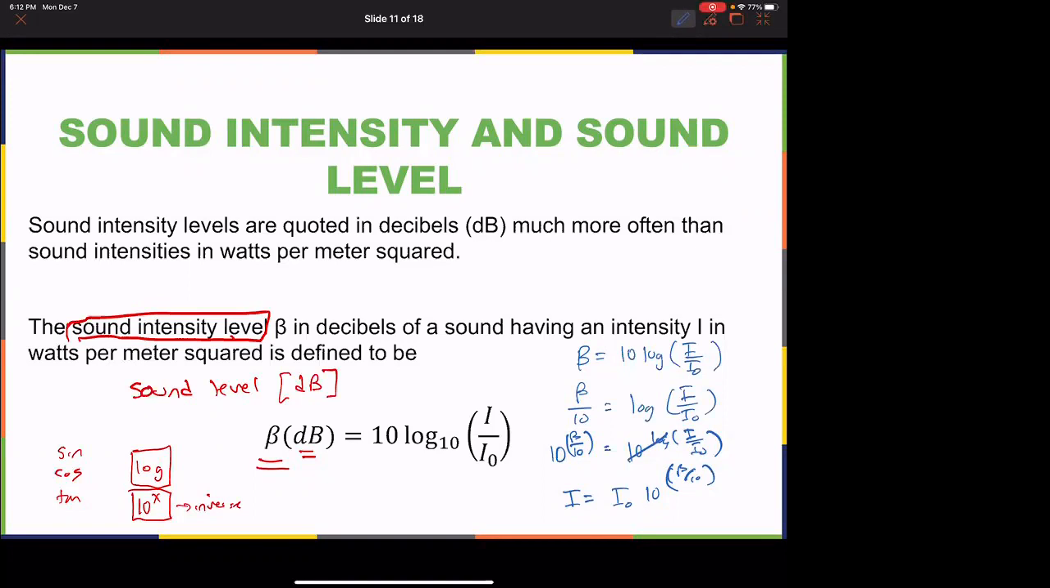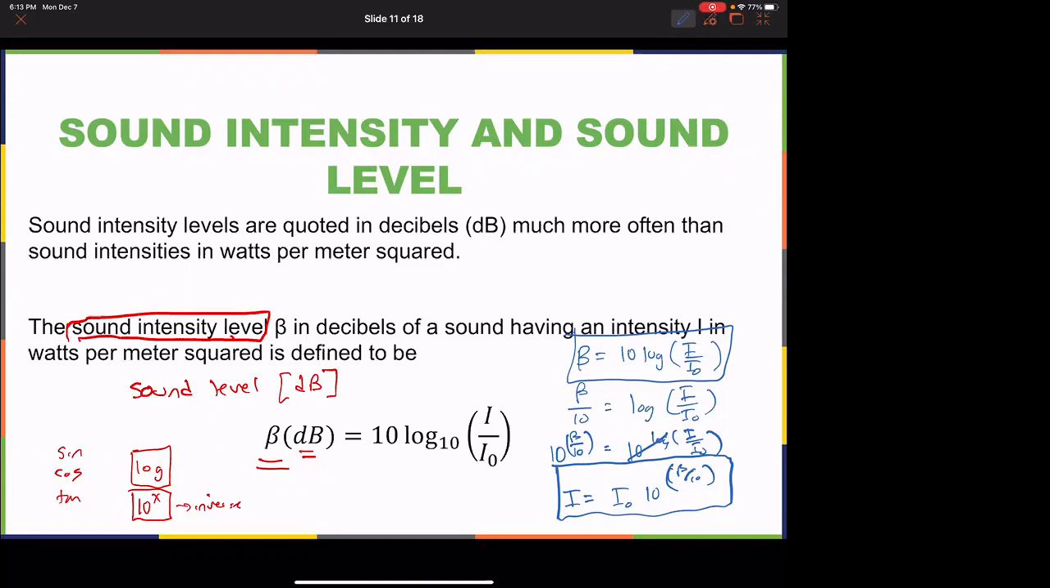Does that make sense? So you have this formula here that you need to know, and this formula up here. Those are your two formulas. You don't need to know how to go between them.